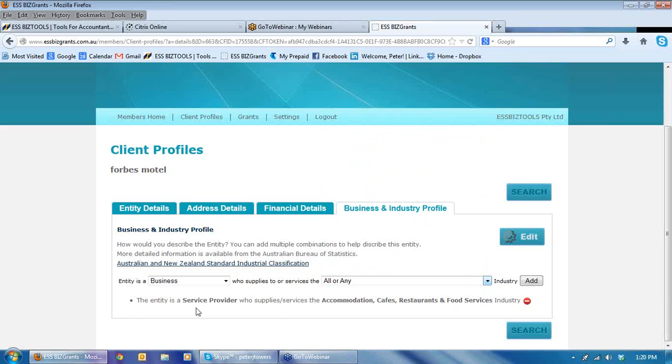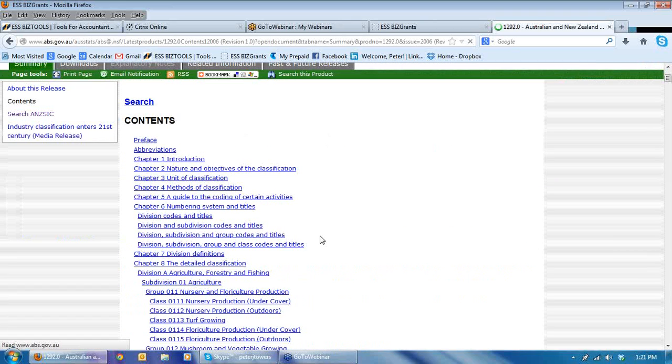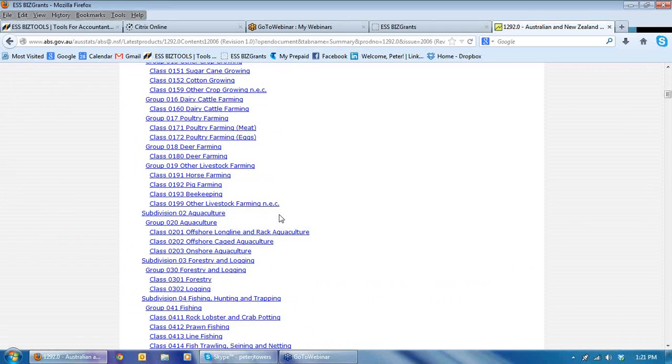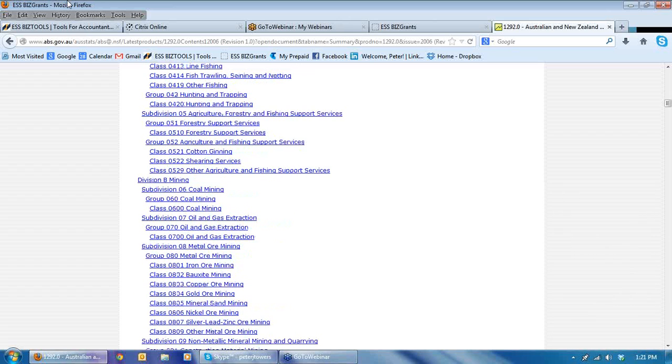You could have more than one business classification and more than one industry classification. If you're unsure, you can log on to the Australian and New Zealand industrial classifications, and you can then search. So here's the agriculture, forestry and fishing. They're all there, and you can go through and find them.